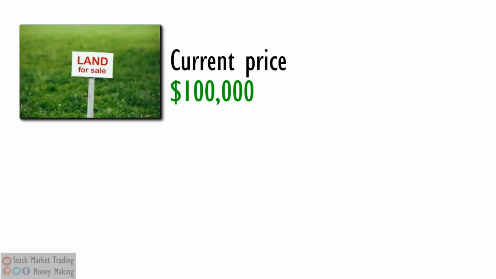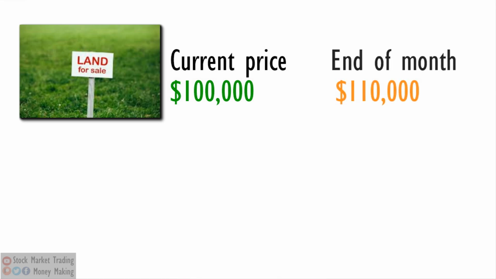Imagine that a piece of land is selling for $100,000 and you think that at the end of the month, called the expiration date, it can be worth $110,000. I emphasize that you think that the value of the land may go up, but you don't know if it actually will. Let's also say that unfortunately you don't have $100,000 to buy this piece of land today. But there is one thing you can do.